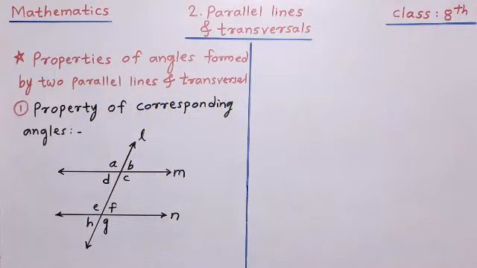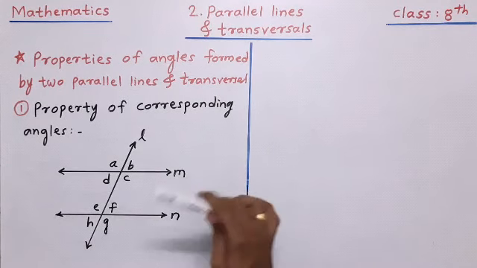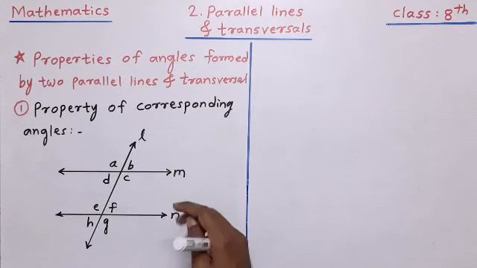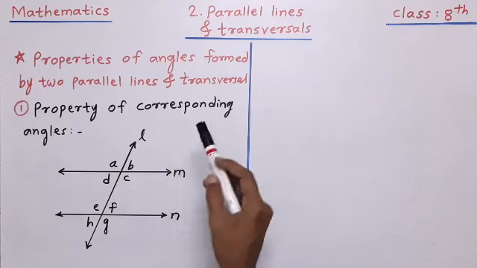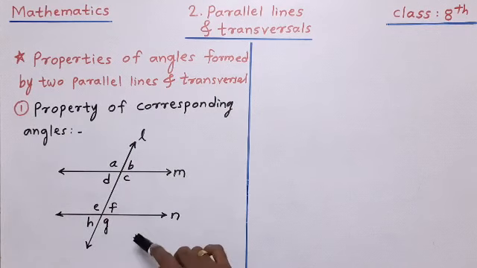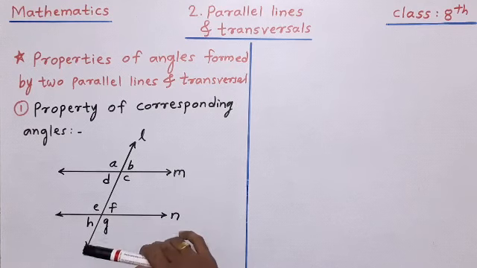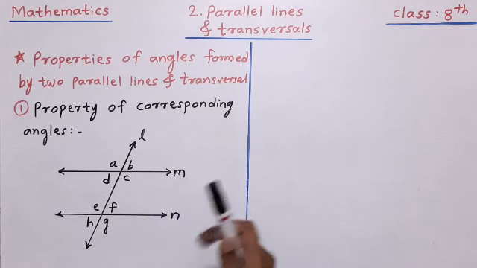Hello dear students, we are learning mathematics, chapter number 2, parallel lines and transversals. Our today's topic is properties of angles formed by two parallel lines and a transversal. There are in all three properties that we are going to learn one by one.